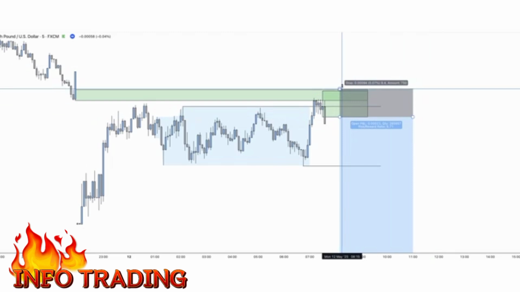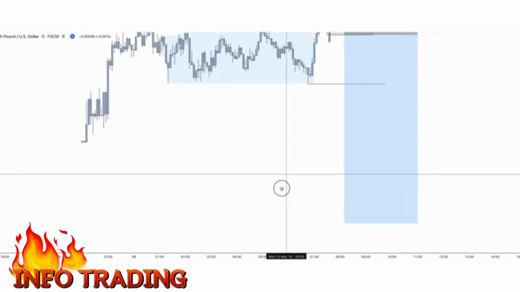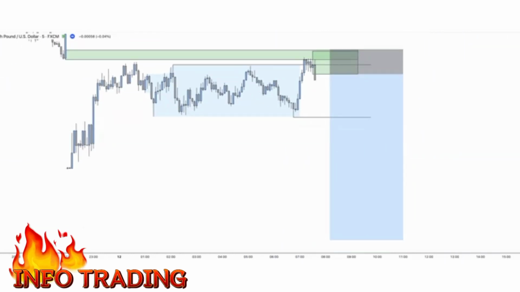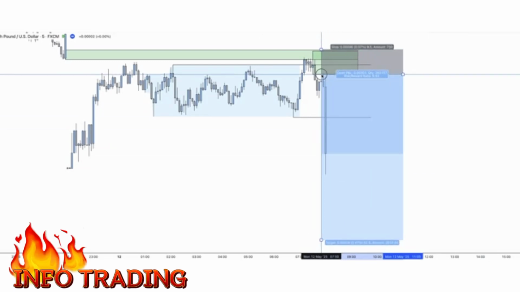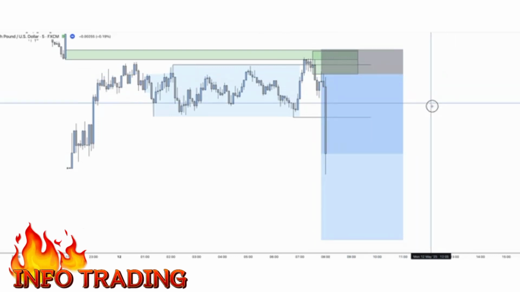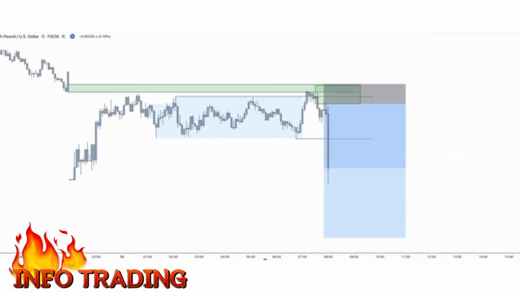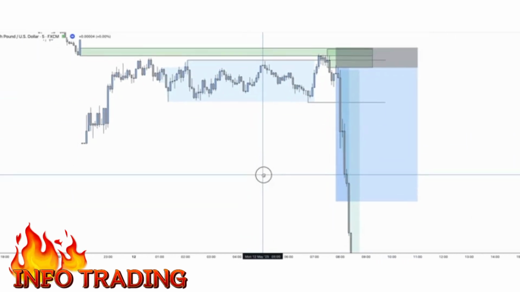So we can enter there, stop above the high, and then our target, we've just gone for a simple demand zone target. So if we allow the market to play forward a little bit, we see just there we get a tag in, and then the market takes out the low, and then continues down towards the target that we've been looking for, okay?